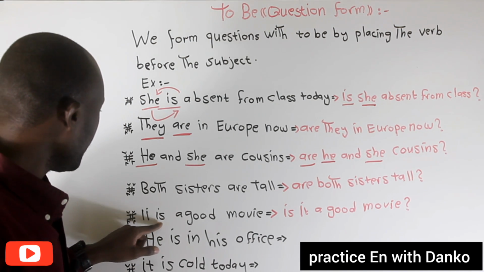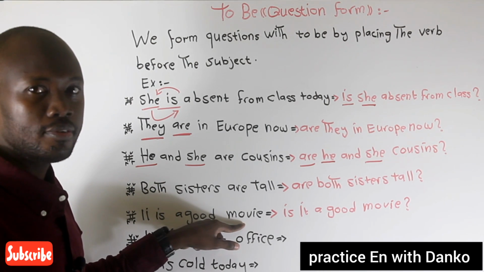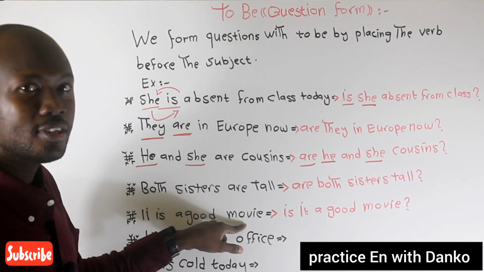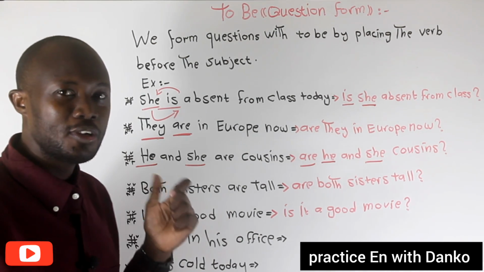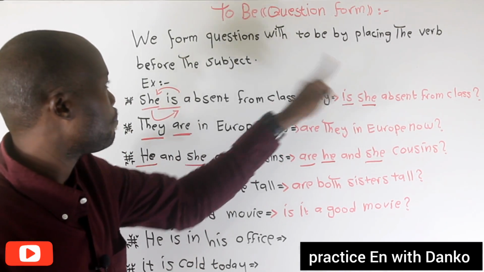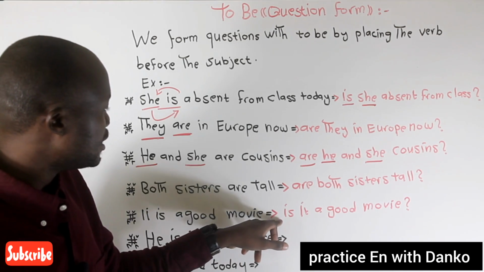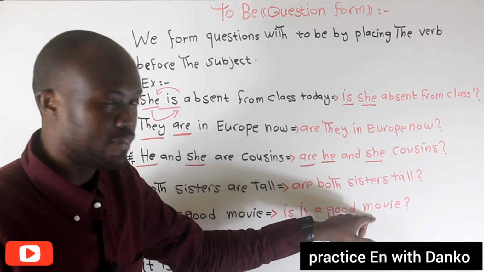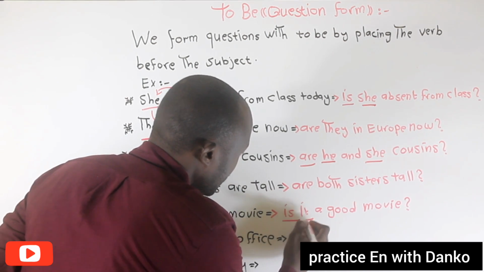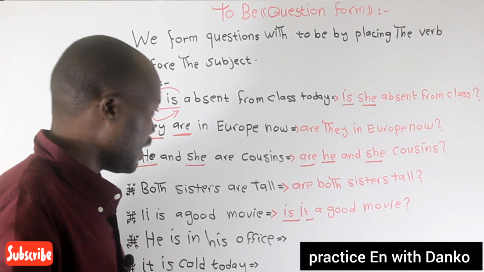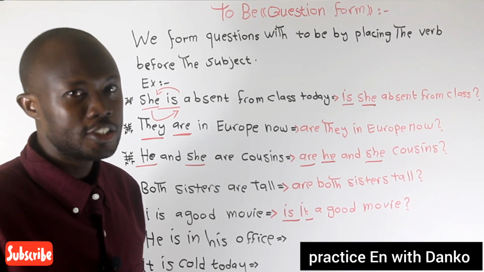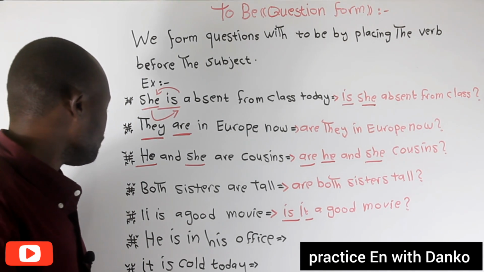Number five, it is a good move. If you want to make a question, as you remember our rules, start with the verb, placing the verb before the subject. It becomes: is it a good move? "Is" is the verb and "it" is the subject. So it becomes: is it a good move? Yes, it is. No, it is not. That is the answer.